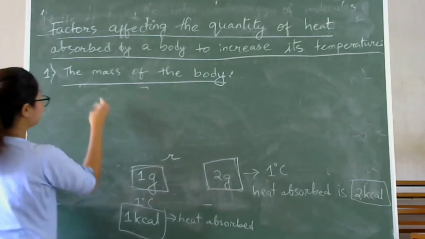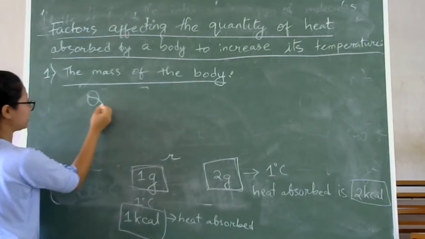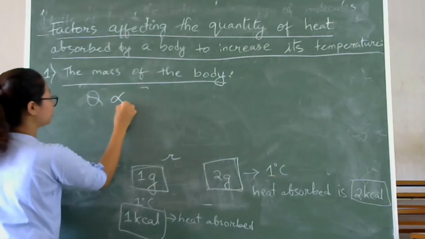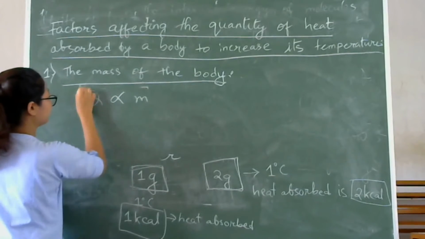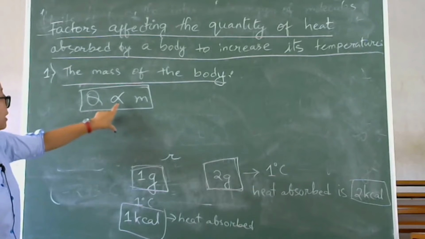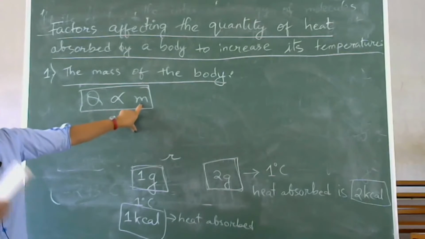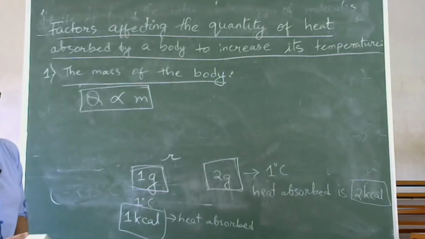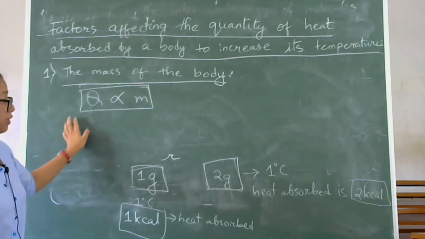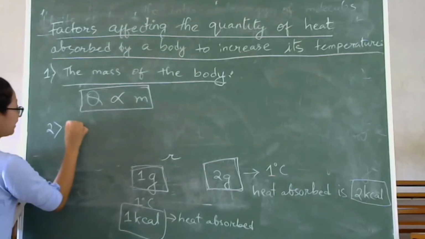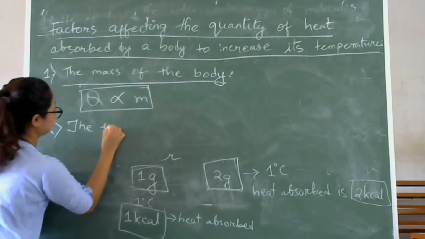So we see that if Q is the heat absorbed by the body, Q is directly proportional to the mass. Which means that the heat absorbed is directly proportional to mass. The more the mass of the body, the more will be the heat absorbed. This is the first factor. Now the second factor is the increase in the temperature of the body.